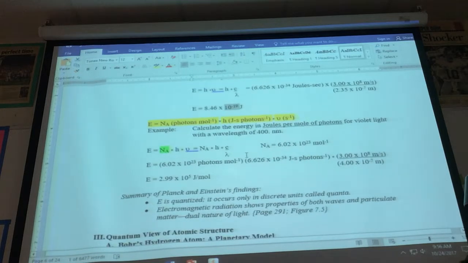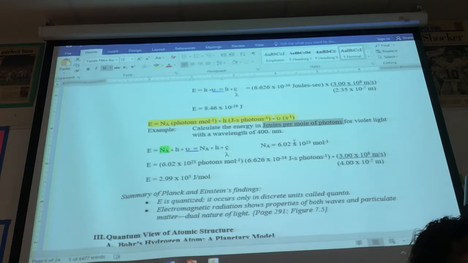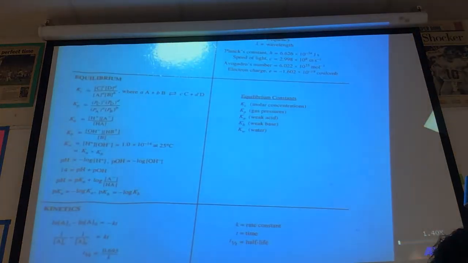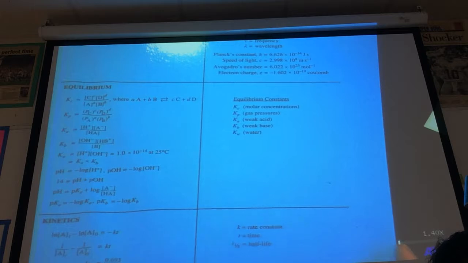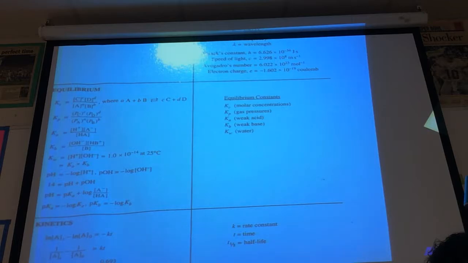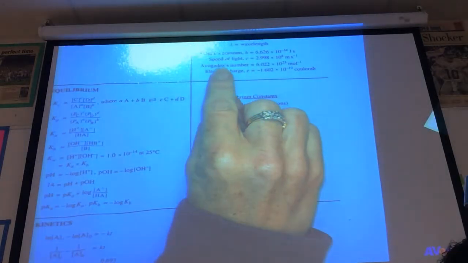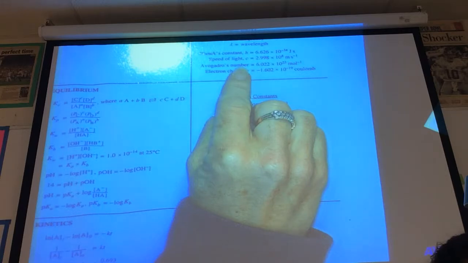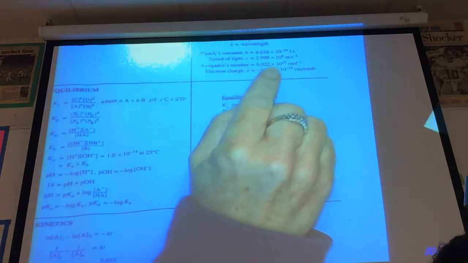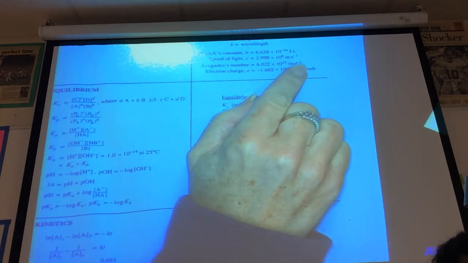What's new is this next piece. Often it asks for joules per mole of photons. And this is where you have to multiply by Avogadro's constant. You will recall on the very first quiz, I asked you to tell me how many atoms were equivalent to a certain mass. They provide you with Avogadro's number here, abbreviated Na, 6.022 times 10 to the 23rd moles to the negative 1.